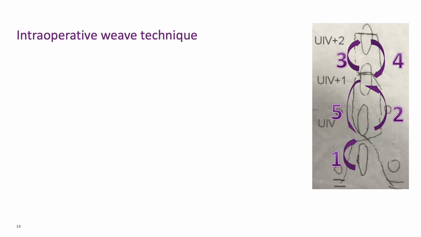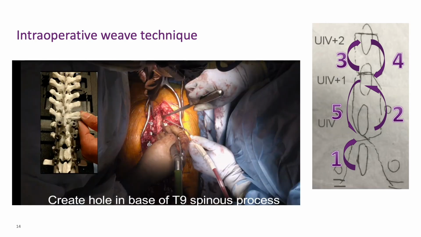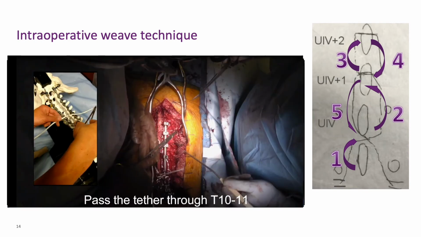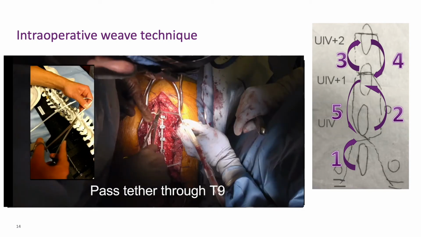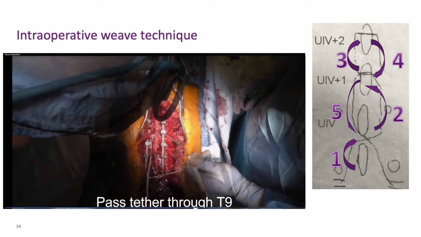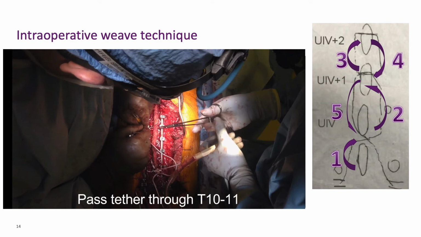So in terms of my weave technique, there's a couple different ways in the literature reported. What I typically do is start on this graph here, number 1, where I'll thread in the interspinous between T10 and T11, and then we'll go through a hole I drill and use a tenaculum at T9 spinous process, and then thread through to the T8 spinous process, then back down into the T9 spinous process where it'll be one hole, but the tether will pass through twice, and then finally loop down back through the T10, T11 interspinous space.